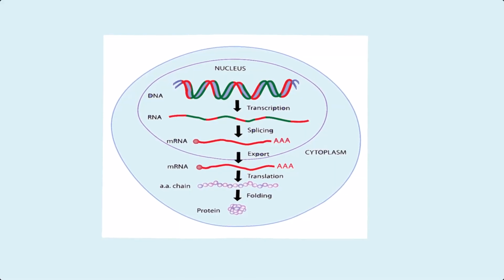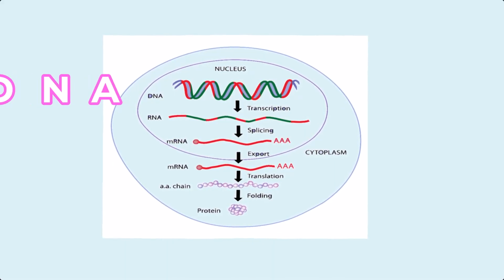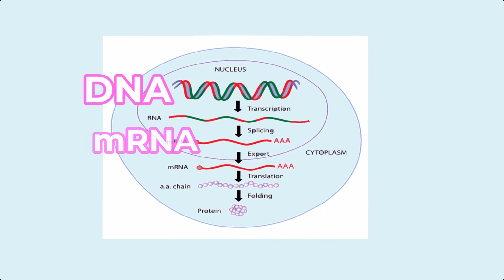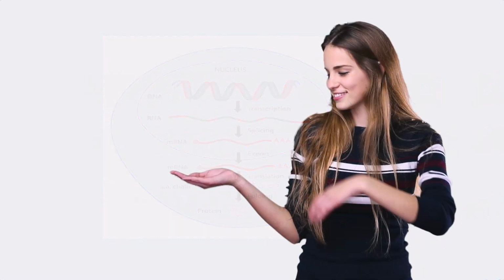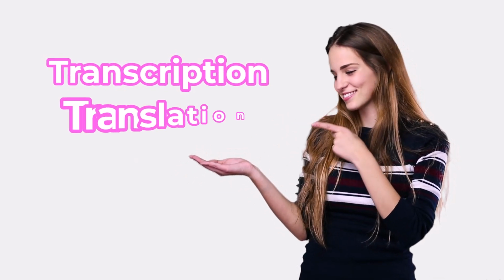The molecular chain of command is from DNA in the nucleus to RNA to protein synthesis in the cytoplasm. The two stages of gene expression are transcription and translation.